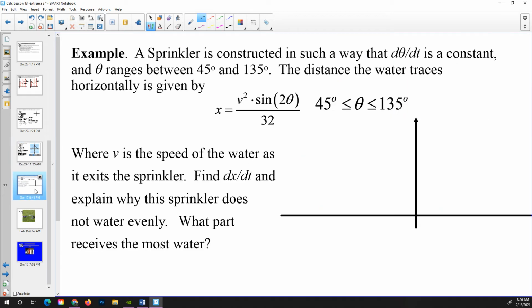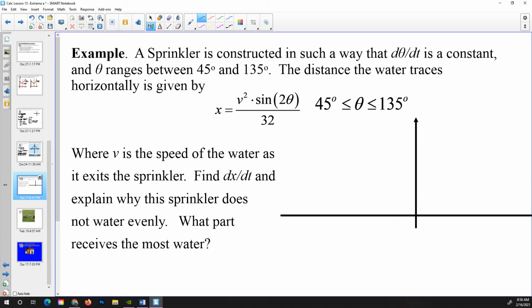All right, last example. A sprinkler is constructed in such a way that d theta over dt is a constant, and theta ranges between 45 degrees and 135 degrees. The distance the water traces horizontally is given by x equals v squared times the sine of 2 theta all over 32, where v is the speed of the water as it exits the sprinkler. Find dx over dt and explain why the sprinkler does not water evenly. What part receives the most water?